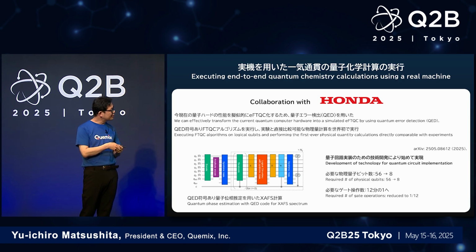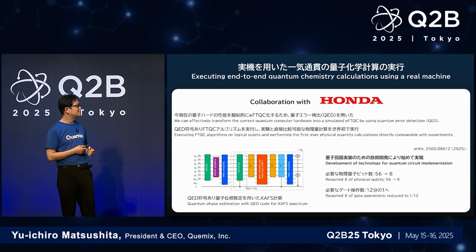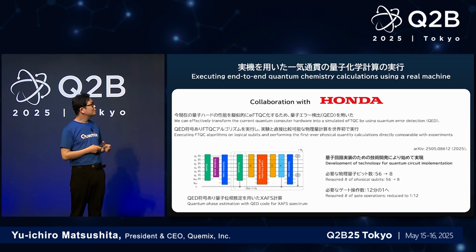Now, there's another point I would like to mention. It's not a simple problem that can be solved by just putting together different techniques. We had to develop more technology, more functionalities, like the required number of physical qubits had to be brought down from 56, and the gate operations required had to be brought down to 1/12. So all those things had to be solved before the whole thing was integrated.